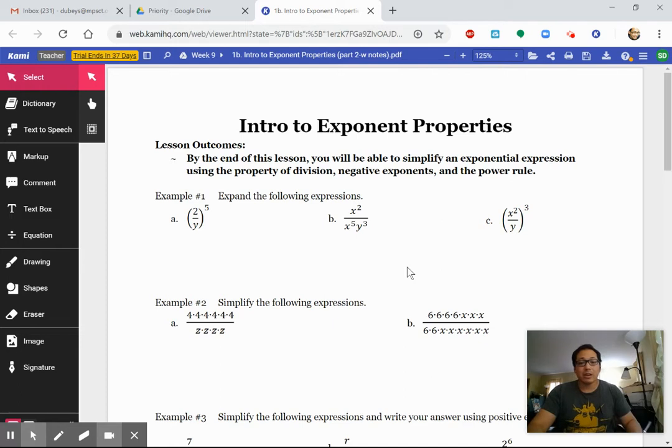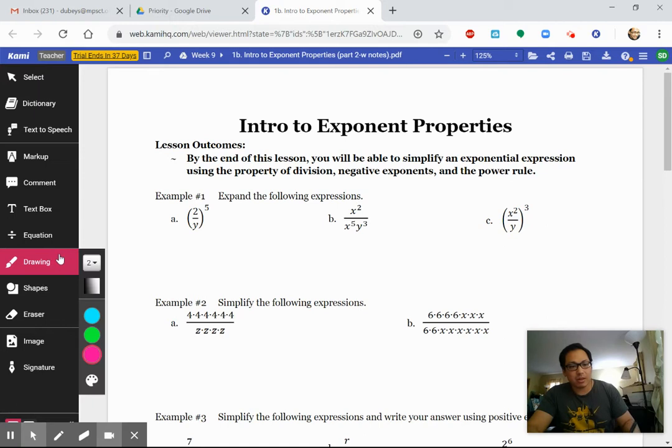So this week we're going to talk about exponent properties. We're going to mention two more properties that come out of working with exponents and the definition of what an exponent means. So let's just get started here. Let me see. Drawing. What colors am I going to use today? I think I'll use green and purple. That sounds good. So let me start off here.